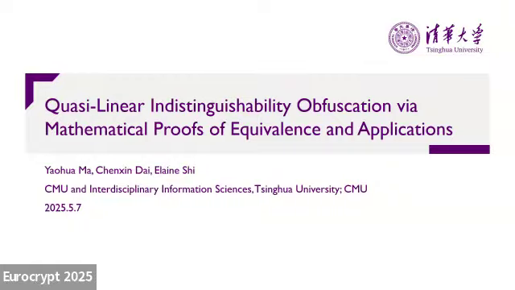Today, I would like to talk about our paper, quasi-linear indistinguishability of obfuscation via mathematical proofs of equivalence and applications. This work is joint with Chen Xindai and Yilin Shi.